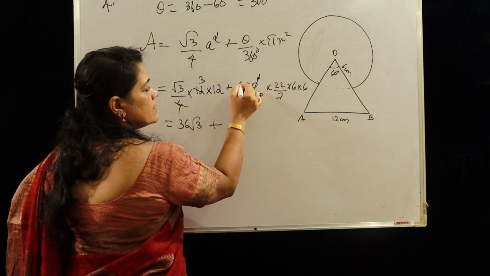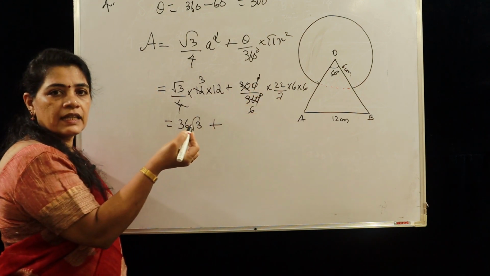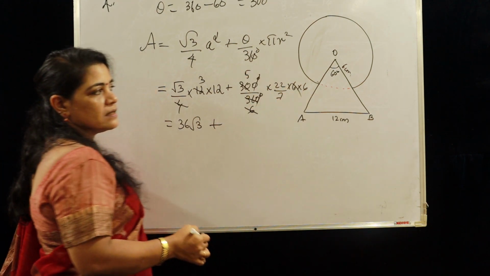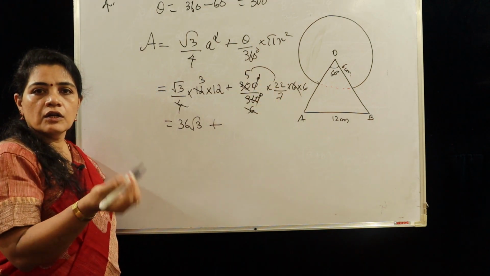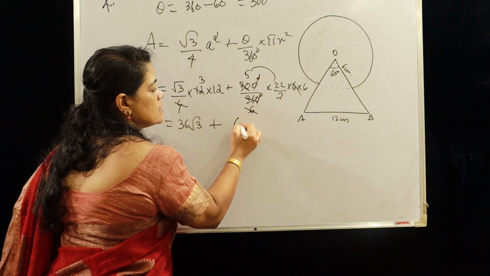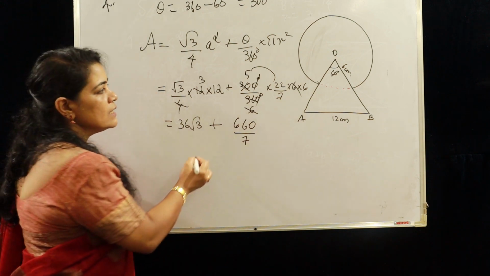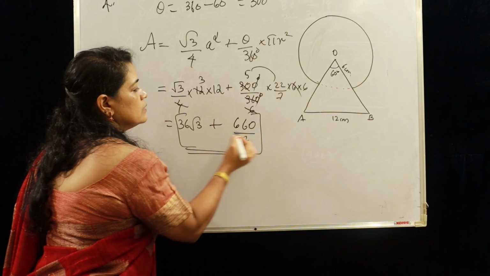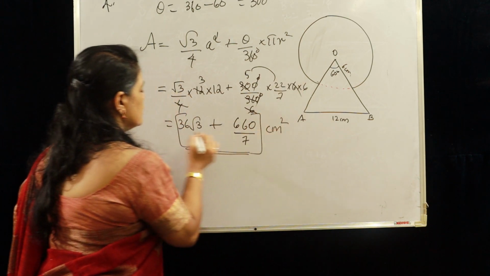And here, 6 multiples 30 and 36 multiples of 6, so 5 times, and this 6 and 6 get cancelled. Okay, and this 5 into 22 is 110, 110 into 6, that is 660 divided by 7. This is the area of the combined figure, that is this many centimeter square.